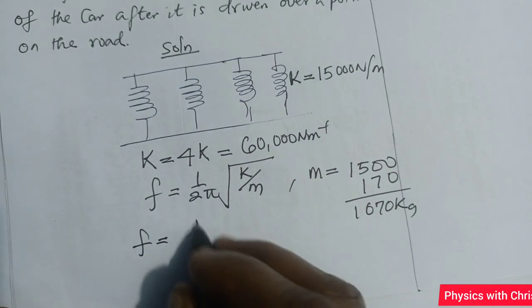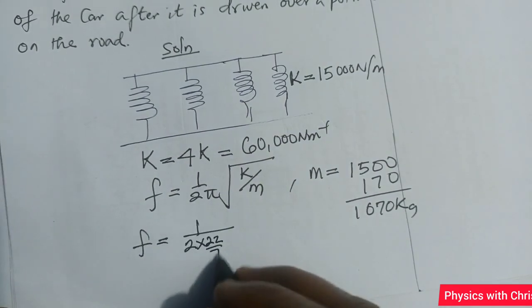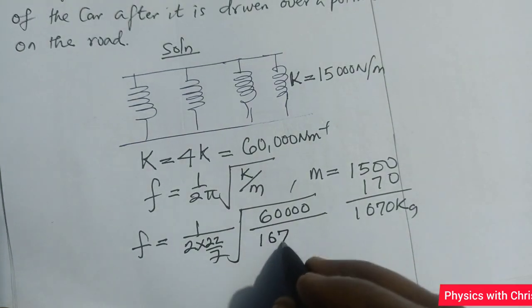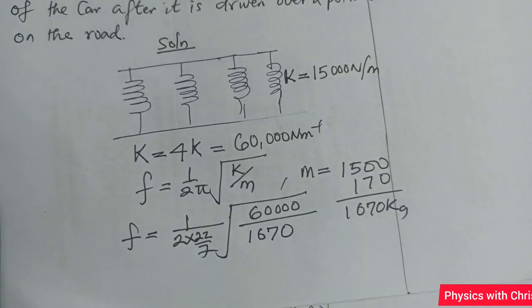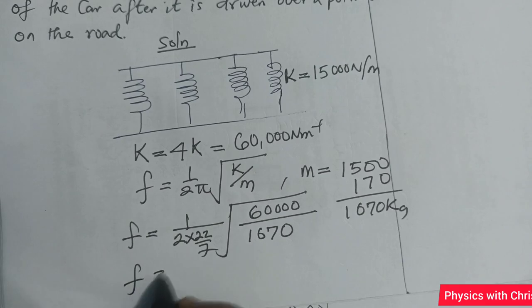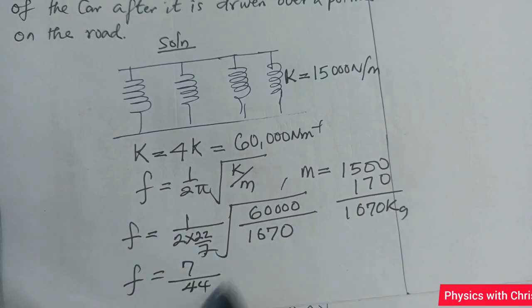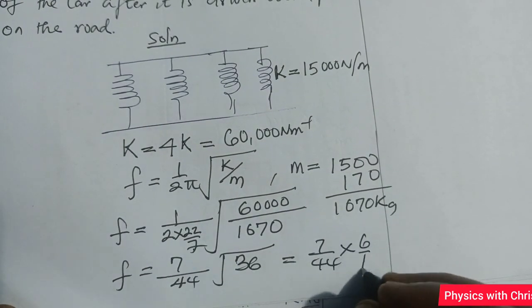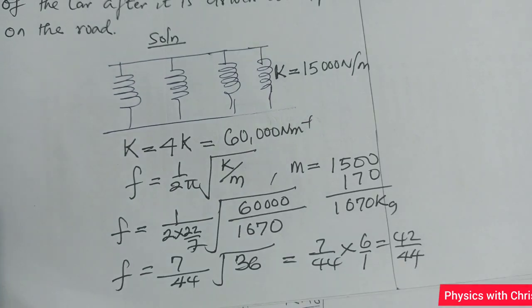So my frequency is 1 over 2 times 22 over 7, times the square root of 60,000, that is my spring constant, over the total mass 1,670. Very quickly, I'm going to simplify 60,000 divided by 1,670. That gives me 35.9. Let's take it as roughly 36. So I have 7 over 44 times the square root of 36. That gives me 7 over 44 times 6 over 1, which is 42 over 44. Quickly dividing 42 by 44 gives us 0.958.